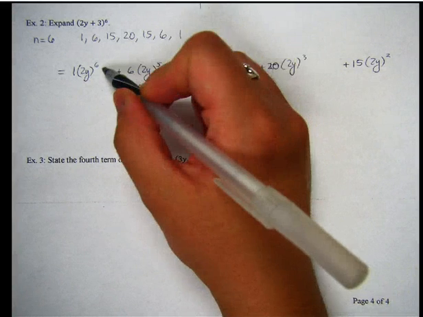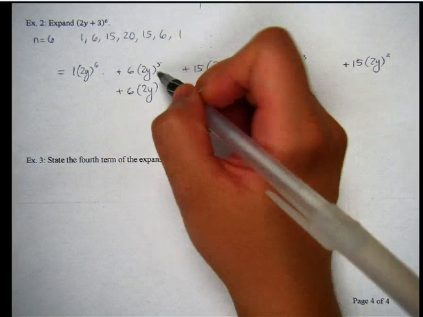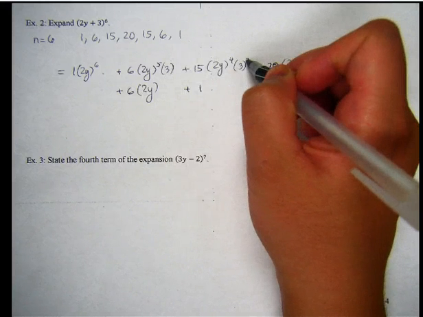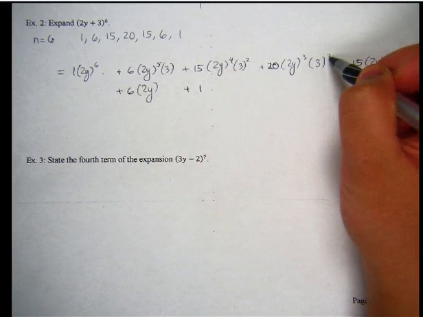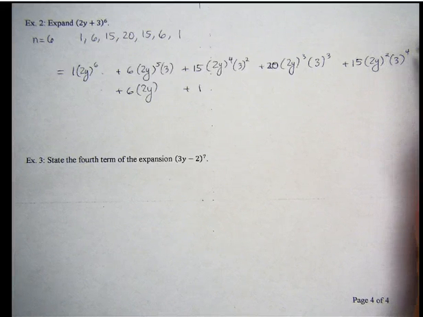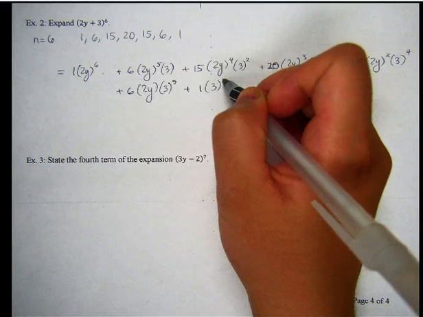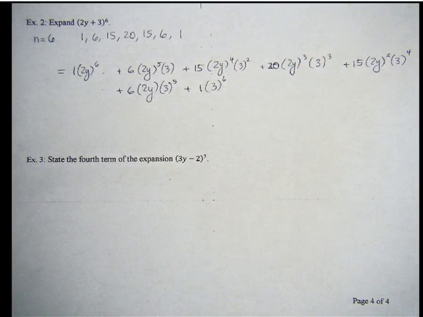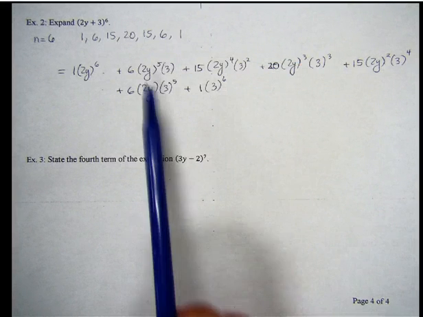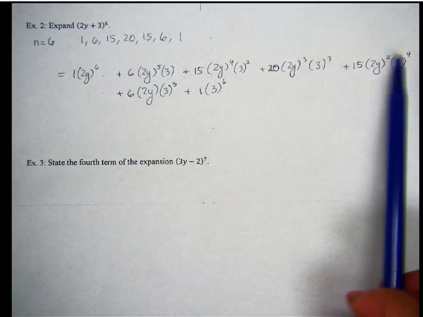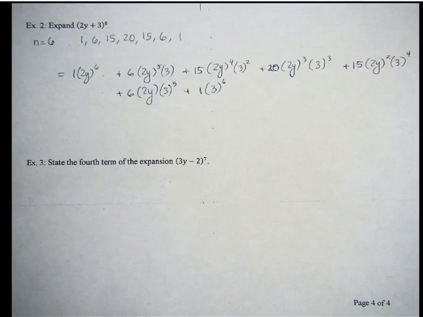Okay, and then 3 to the power of 0, I'm not going to write anything. 3 to the power of 1, 3 to the power of 2, 3 to the power of 3, 3 to the power of 4, 3 to the power of 5, and then 3 to the power of 6. And just make sure that when you check over your terms that each of the exponents in every term add up to 6, which they do. Good. And now just expand everything and simplify.